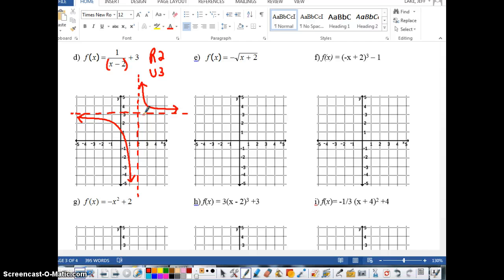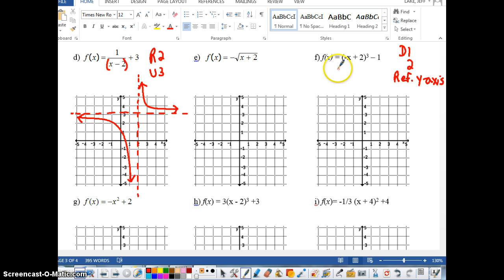All right, next we're going to do is letter F. Letter F is very similar to B. That's why I'm choosing this. It has a negative on the inside. All right, so first of all, that minus 1 on the outside is going to be a down 1. I have to decide, is that going to be a left or a right 2? And then the negative is going to be a reflection over the y-axis.